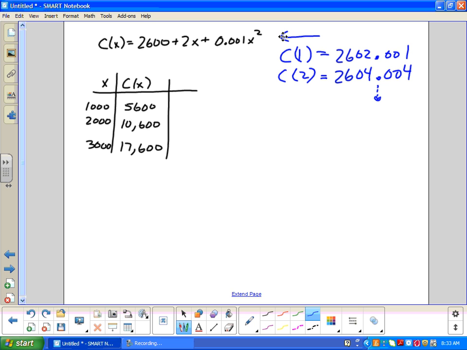Now, people a lot of times say, it can't possibly cost that much to build 1 or 2. Yeah, remember, $2,600 is like the fixed operating cost of the business. It's the heat, it's the management, it's the mortgage on the building.